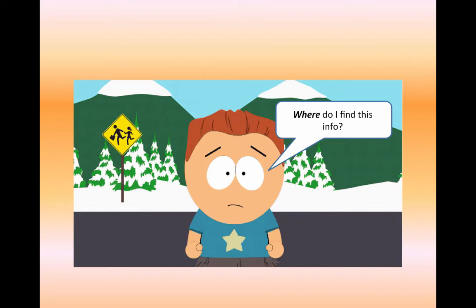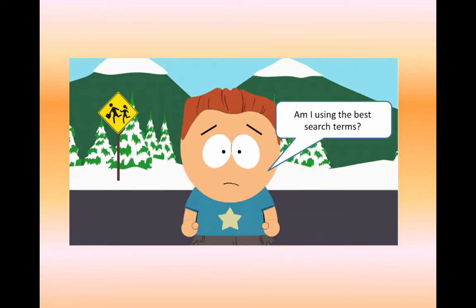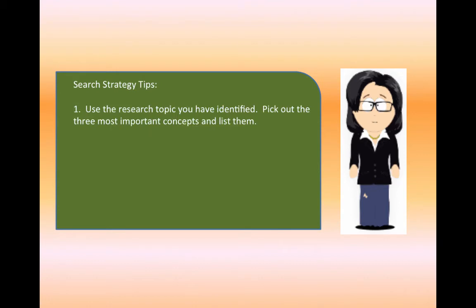Where do I find this info? Scholarly articles are most often found in databases such as the collection in Galileo. Books can be located using Gil Find. Am I using the best search terms? Here are some search strategy tips. Use the research topic you have identified, pick out the 3 most important concepts, and list them. For example, you could be writing a paper on the pros and cons of senior citizens driving.